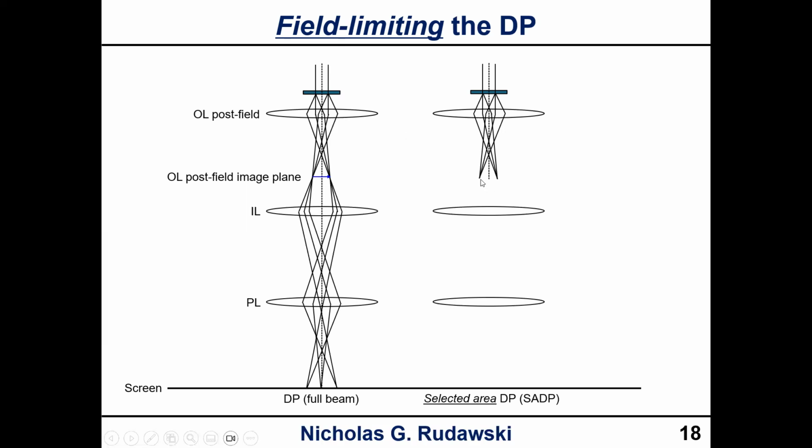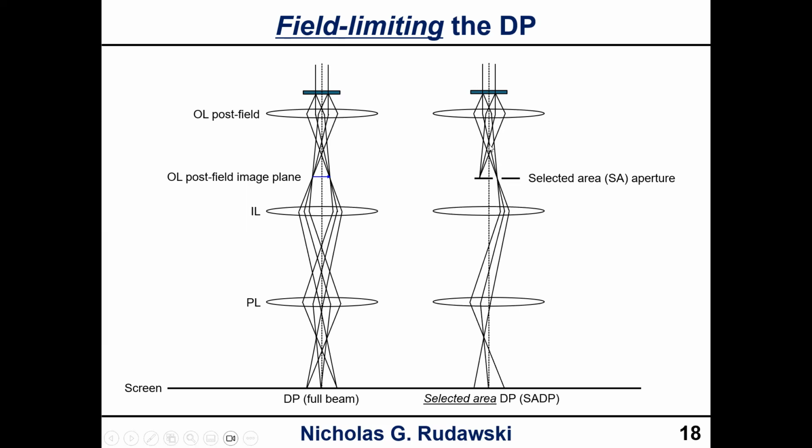So if we look at something else here, if we then go to the objective lens post field image plane and we put a selected area aperture in here, okay? In this case, I have it centered over the right side. And then if I follow the rest of the ray diagram, what I see here, okay, is that the only part of the sample that is contributing to the pattern is up here on the left, right?